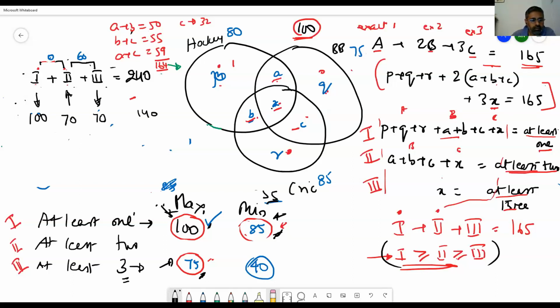But then this is not the maximum. So to get the maximum, we can have 100 here, and we can have a 40 here. So the maximum is 100. Is that okay? Maximum is 100. That was there in the previous case itself; we saw that.